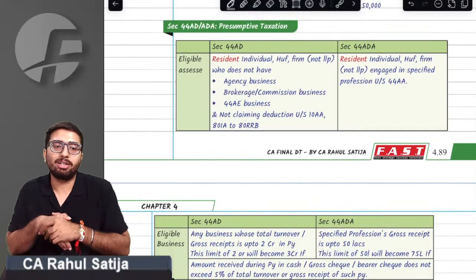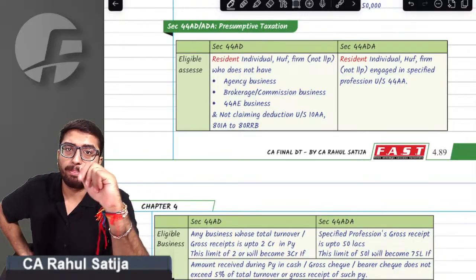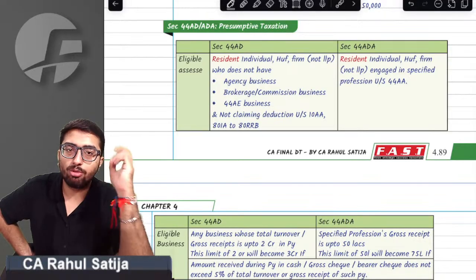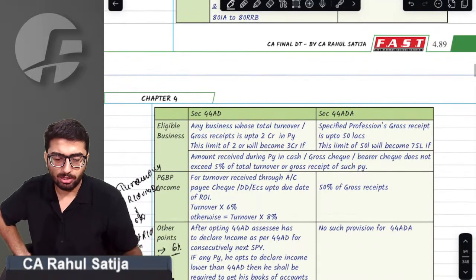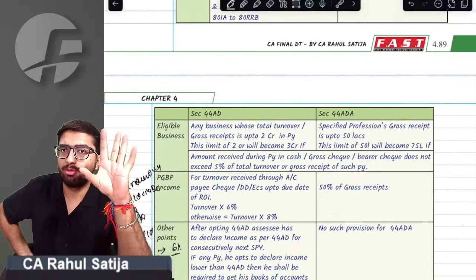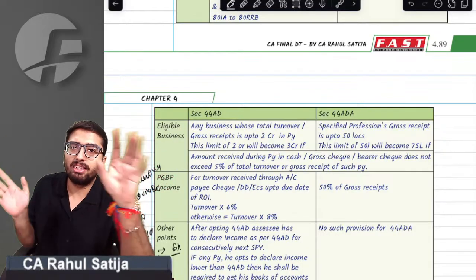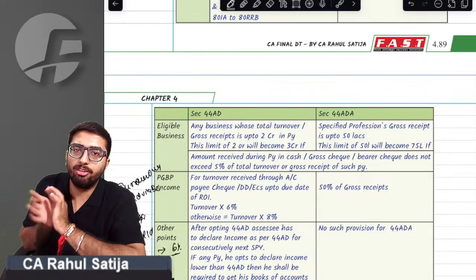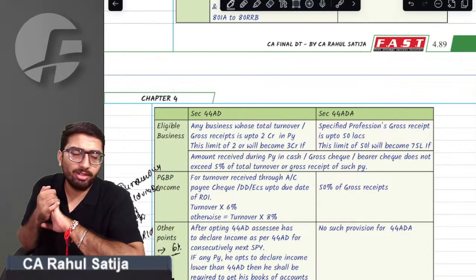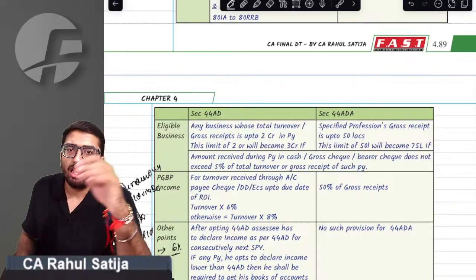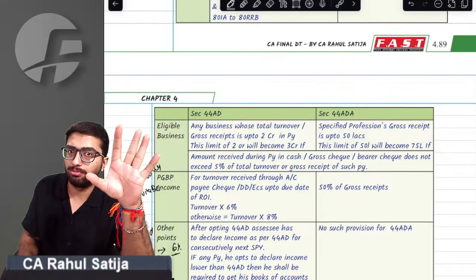Similar provision for 44ADA. What it says, sir: if you are a specified professional, individual, HUF or firm, not LLP, then in that case you can declare your books of accounts, you can declare your PGP as per 44ADA. What it says: if your gross receipts during the financial year are 50 lakh rupees, just declare 50% as your PGP. We will not question what your margin is, or whether you have maintained books or not. Sir, we don't care. We only care that if your gross receipts are up to 50 lakh rupees, just offer 50% of it.